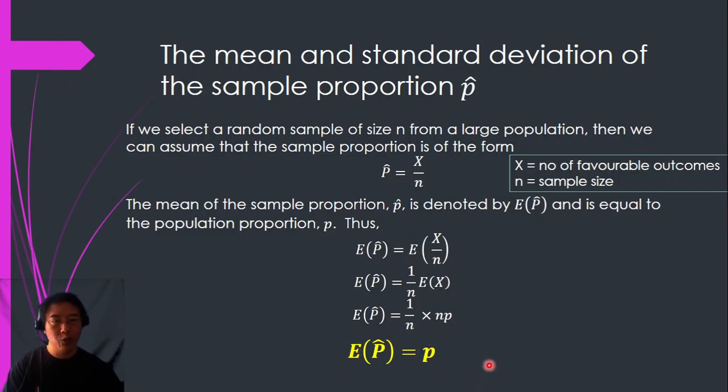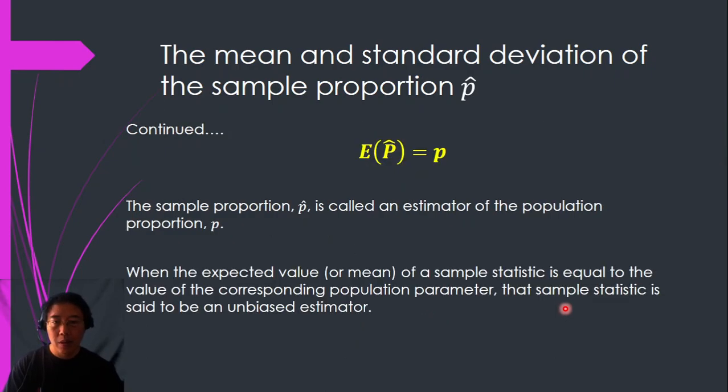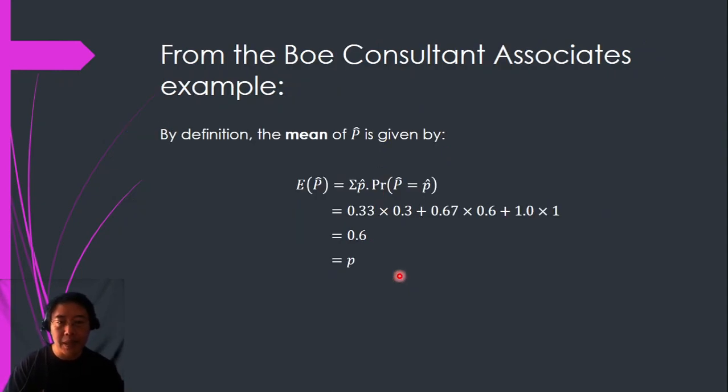We can do the same with the standard deviation. For a sample, the expected value of that sample is also called the unbiased estimator. So it's an estimator. That's another technical term. From the example, that's the application. You just substitute the values.